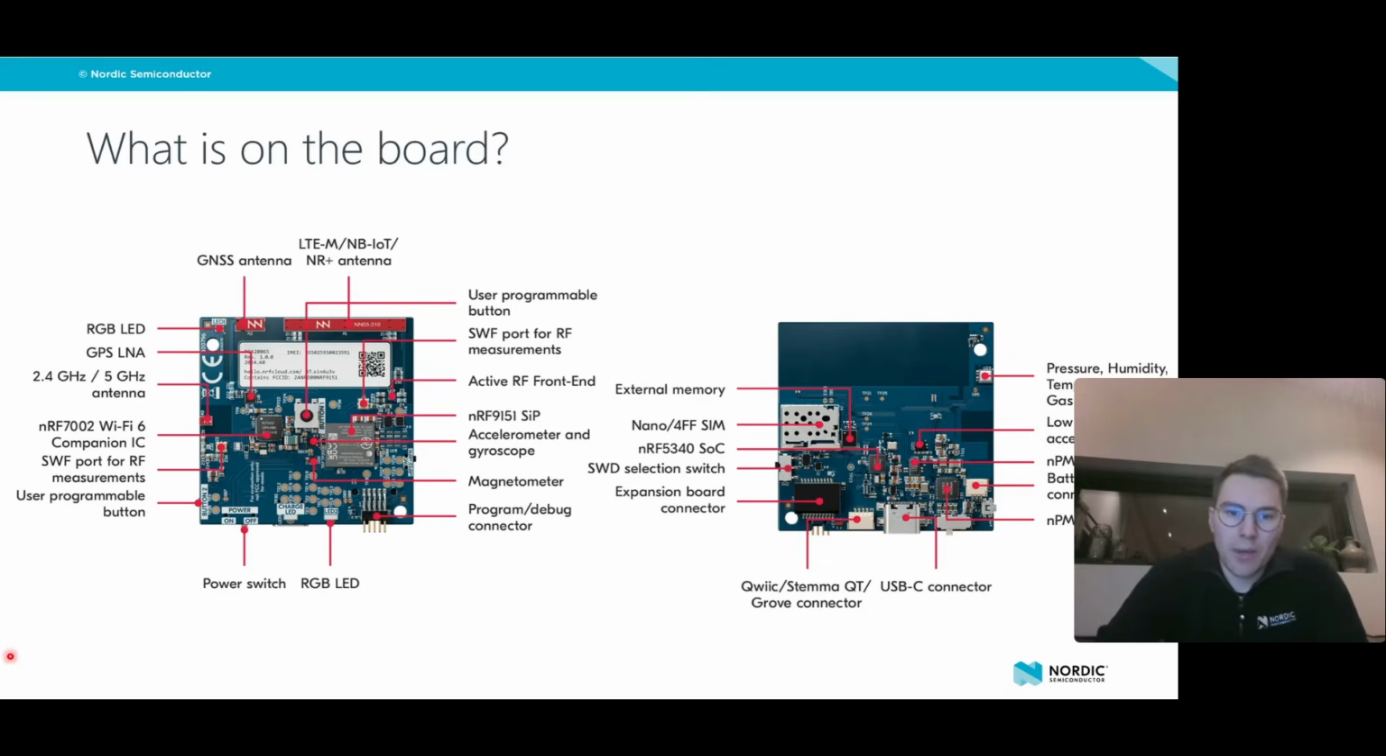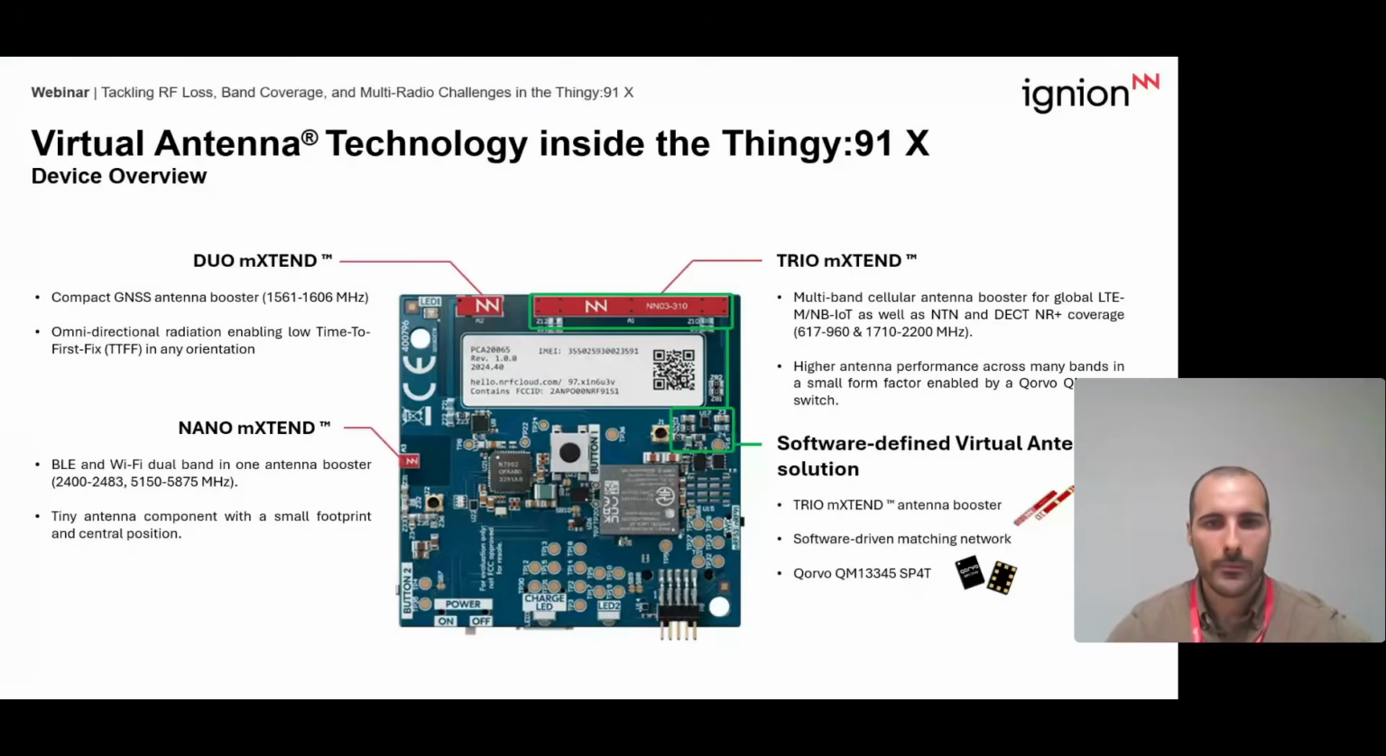So I think we can go back to you, Jose. Yeah, of course. First of all, I have to say that I like the Thingy:91 X design very much, because it's a clear example of how to integrate multiple antennas in such a small device. Here, as we can see, we have three different antenna boosters working together on the same platform.